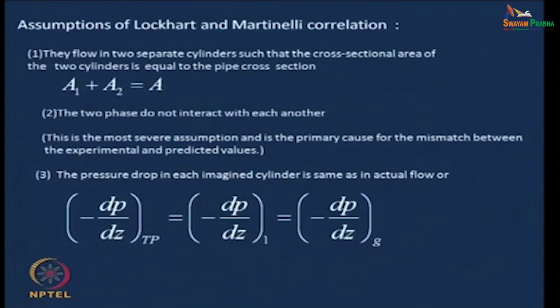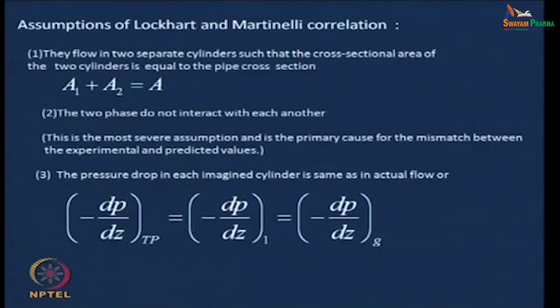We had discussed that the oldest correlation, which is also the most widely used, is due to Lockhart and Martinelli, and they developed their correlations on the basis of certain assumptions, which we discussed in the last class. I will just tell you very briefly. The first one is that the two liquids are assumed to flow in two separate cylinders, such that the cross sectional areas of the two cylinders add up to form the cross sectional area of the pipe. The other is that the two phases do not interact with each other.